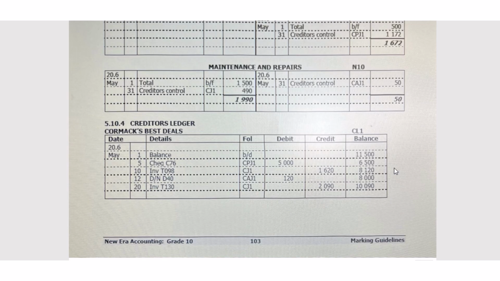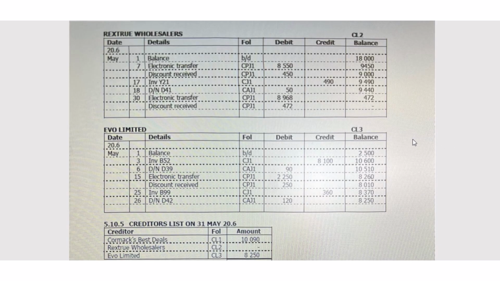Right, then we have our creditors ledger. Quickly going to give you a second to just mark that. And in our creditors ledger for Cormac's Best Deals, you'll see that we have a CAJ transaction on 12, details debit note D40, and we debited our liability to decrease it by 120. Right, so there's Rextra Wholesalers and Evo Limited. I'm quickly going to give you a second to write that down and make your corrections. Please remember to only make corrections in pencil.